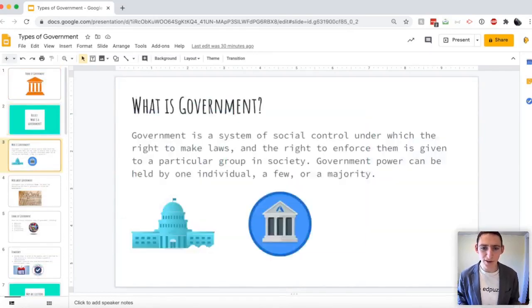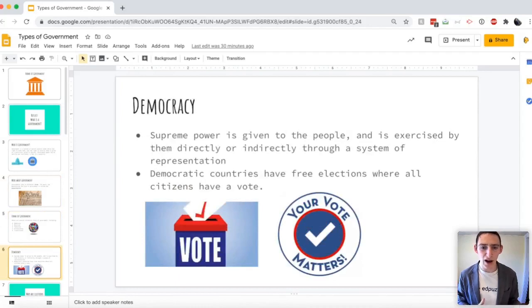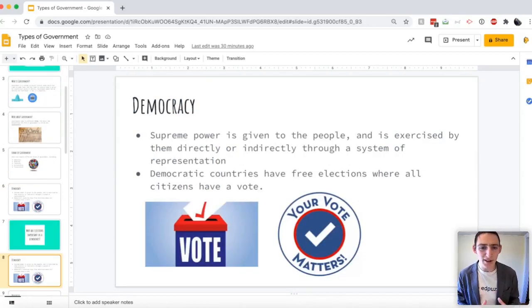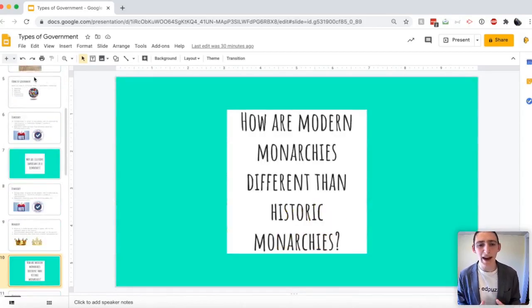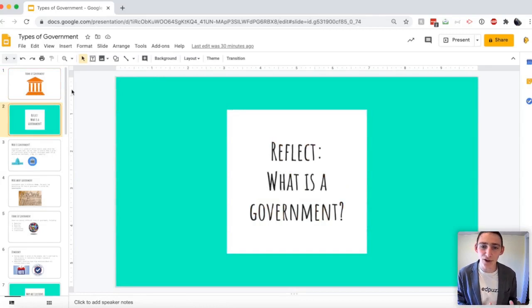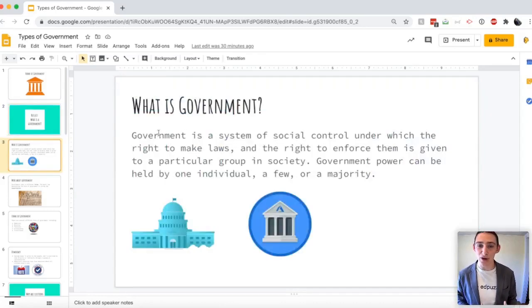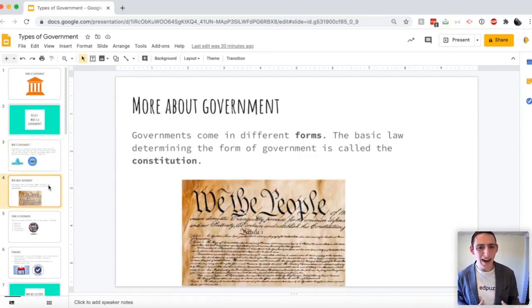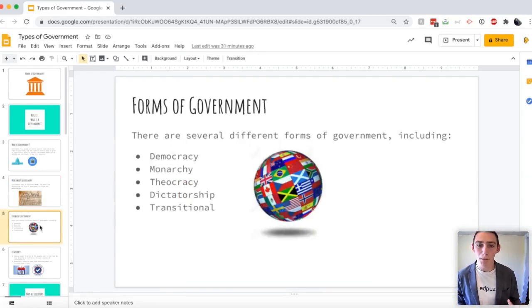So the gist of this lesson is we're going to introduce students to the main ideas. We're going to start by having them reflect on what they already know about government, maybe from a lesson yesterday that we talked about. Now, after that, we're going to start diving into the new content. So we'll review and then dive into the main content, the different forms. So democracy, monarchies, dictatorships, etc.